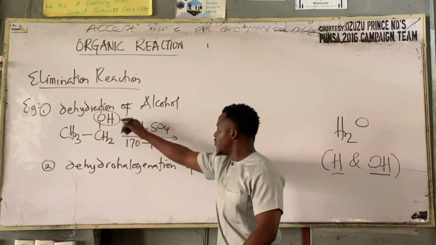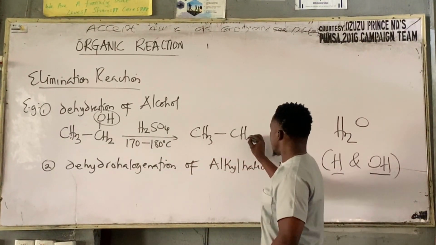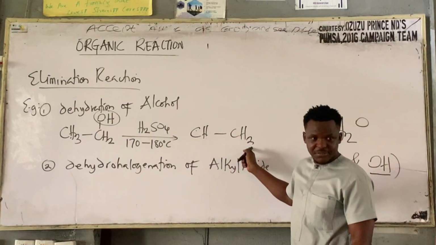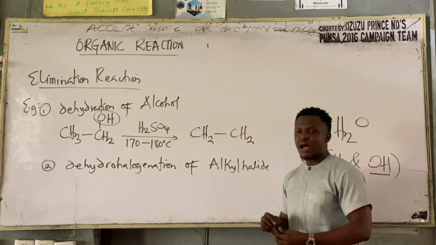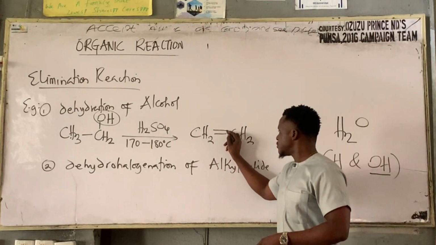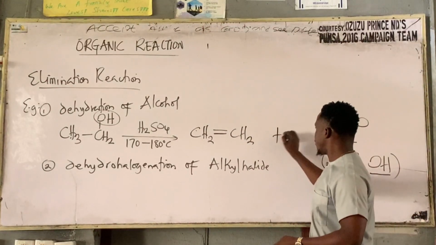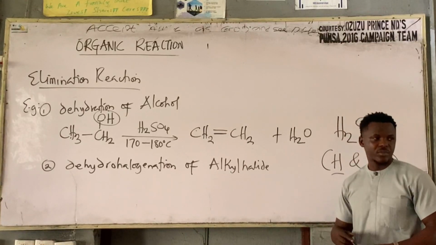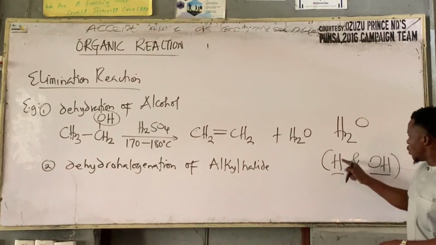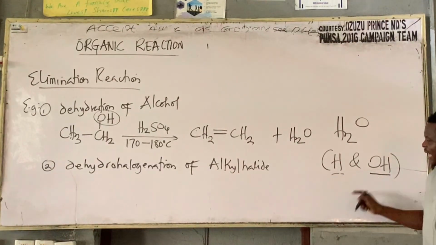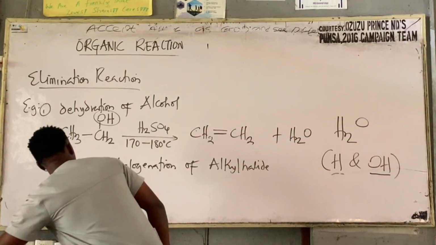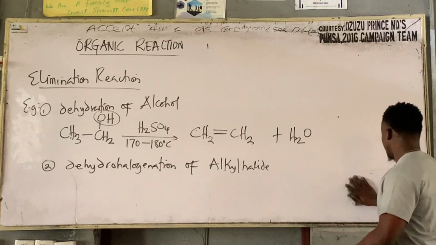So if I remove OH from here, I cannot come and remove H from the same carbon. I remove H from the adjacent carbon. Now, this carbon has lost one bond, and this one has also lost one, so I'll now introduce a double bond. Then I'll say plus H2O. If I add this back, I'll go back to this. What do I mean? H2O is H and OH. If I split this, add OH to this one and H to that one, I go back to the original compound. So in this case, this is actually an example of elimination reaction, a dehydration reaction.